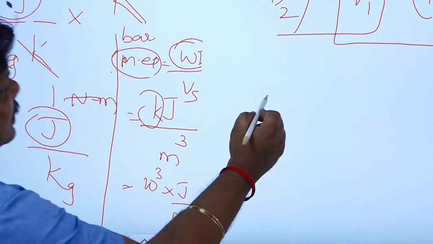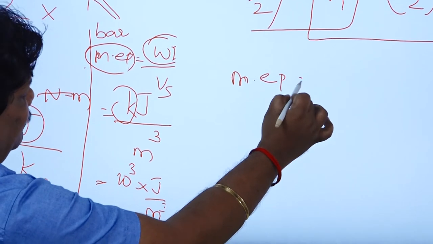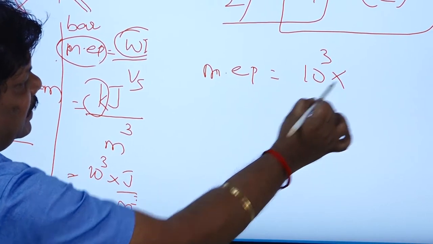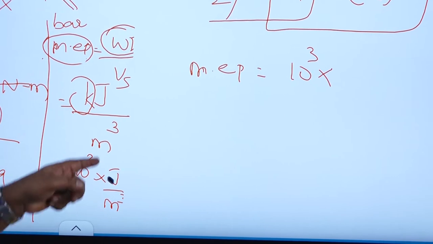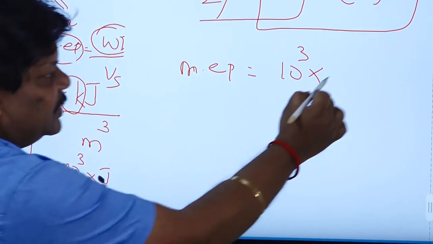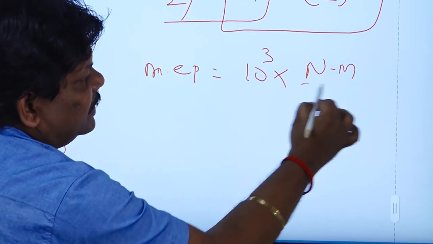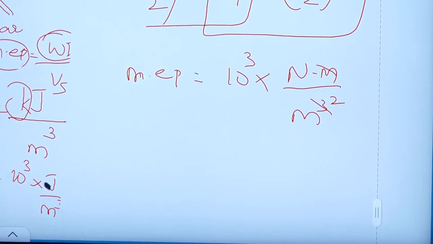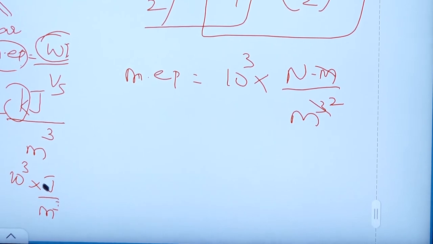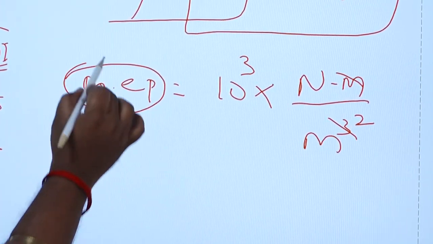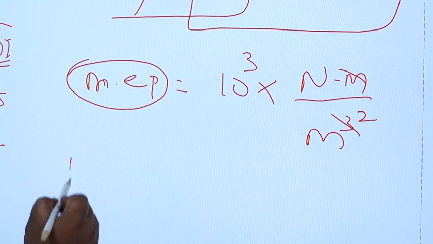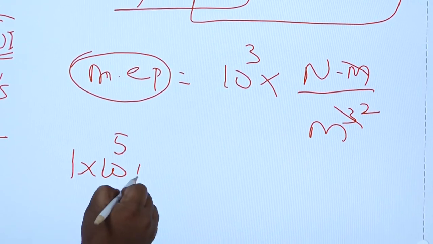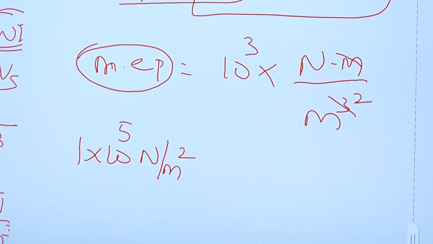So now you can see here, this MEP will be equal to 10 power 3 into 1 joule. Now only I told you 1 joule is 1 Newton meter. So Newton meter divided by meter cube. If you cancel these two, you will get 10 power 3 Newton per meter square. But this has to be given in terms of bar. So 1 bar is 1 into 10 power 5 Newton per meter square.